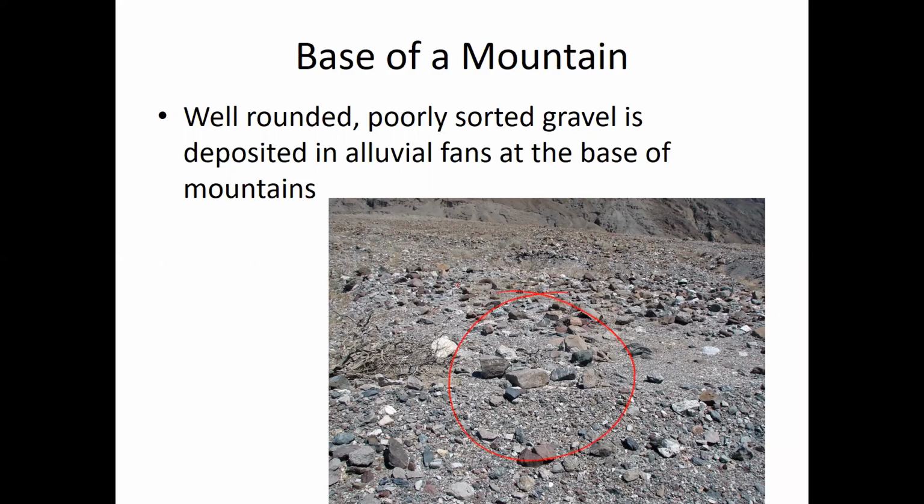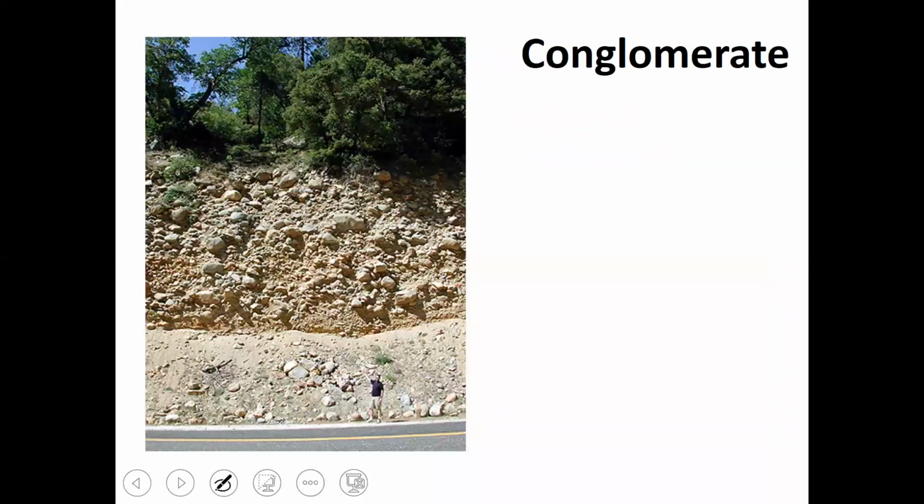Well, if this poorly sorted, well-rounded sediment is lithified, it forms the clastic sedimentary rock conglomerate. So there you can see a large outcrop. Outcrop is where the bedrock is exposed. Large outcrop of conglomerate. You can see it's just poorly sorted sediment that's well-rounded. So anytime we find conglomerate, it's often either an area that has been glaciated, or it's the base of a mountain, or basically anywhere where water is flowing very quickly and depositing very poorly sorted sediments.